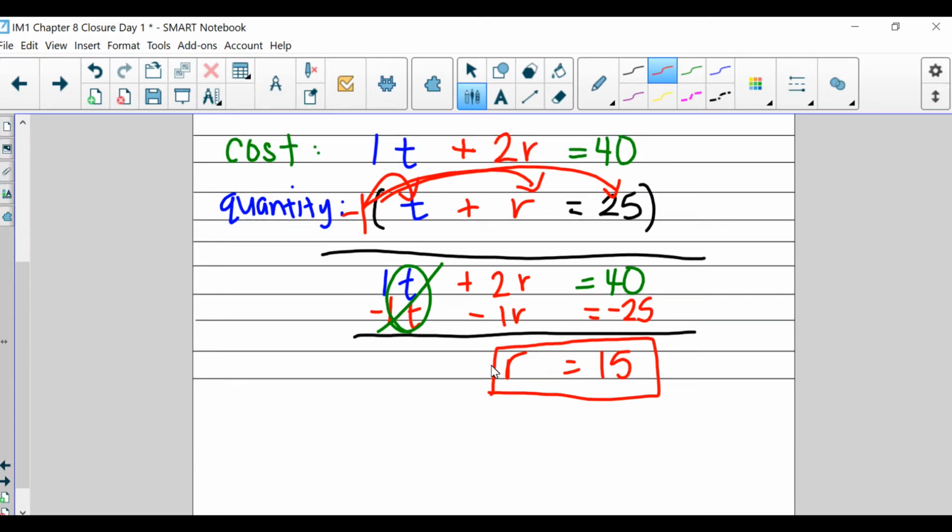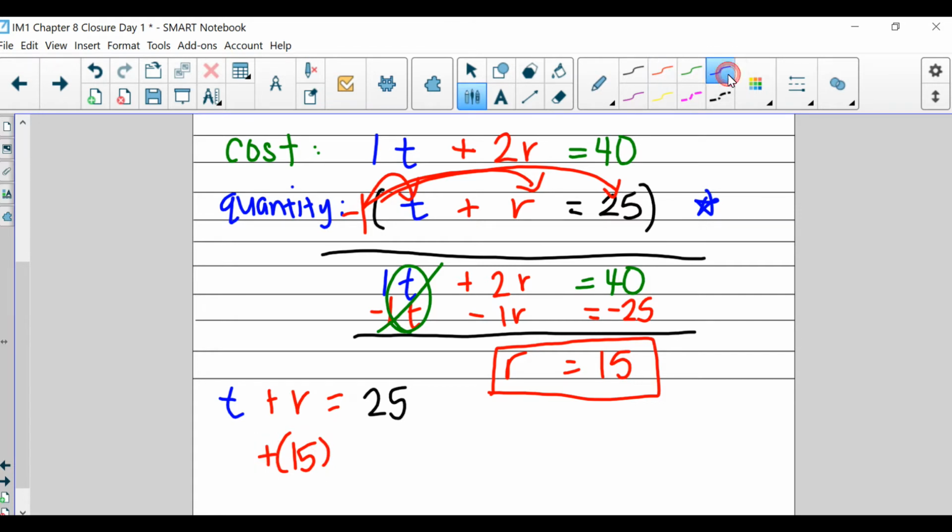Now if she bought 15 roses, how do you figure out how many tomatoes she purchased? Well, let's use this formula with the quantity because it's going to tell us how much. So we know it says T plus R is equal to 25, right? But what are we going to do? We're going to substitute that 15 for R.